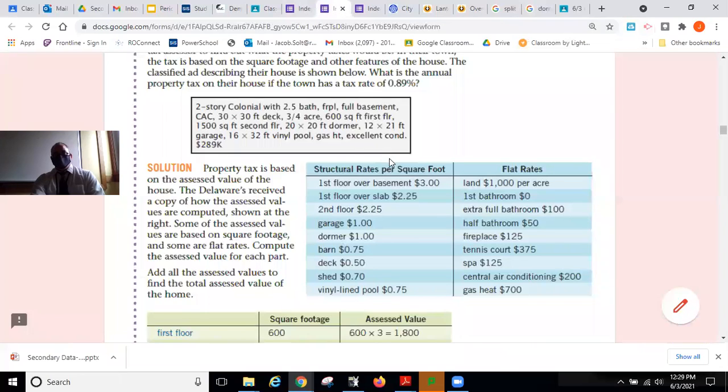Is that for the leprechaun? They have a 12 by 21 foot garage. Okay, it's a little skinny garage, but that's fine. They have a 16 by 32 foot vinyl pool.